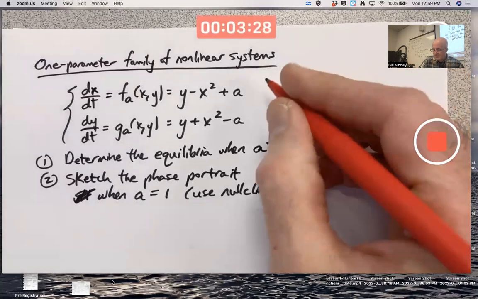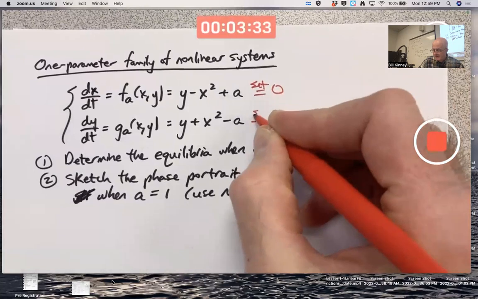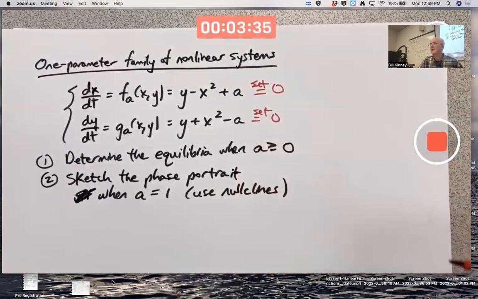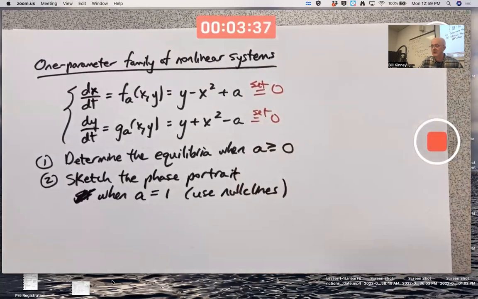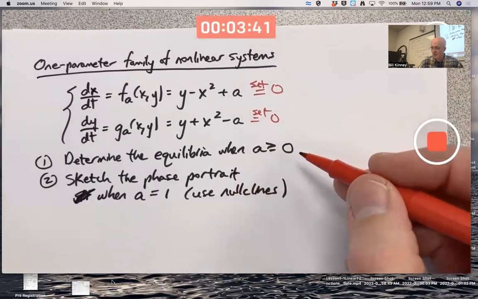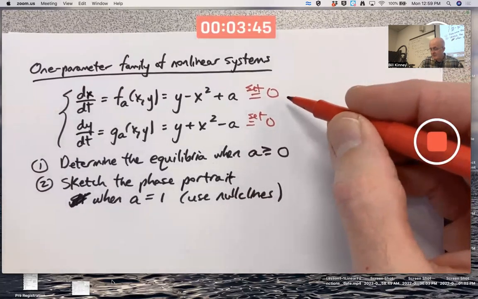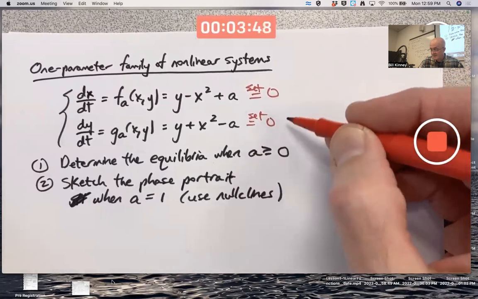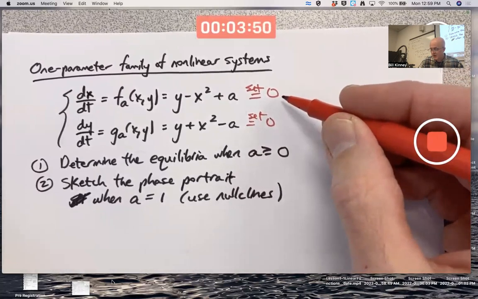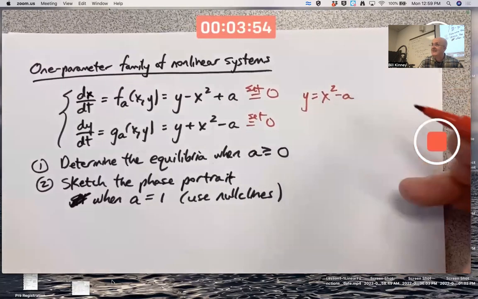So first thing to do is set the right-hand sides equal to 0. When you set the dx/dt equation equal to 0, you are essentially finding the x nullcline. When you set the dy/dt equation equal to 0, you're essentially finding the y nullcline. It's probably easiest to think about that in terms of y as a function of x in each case. So for the first equation, if you solve that for y, you get y is x squared minus a. That's the x nullcline.